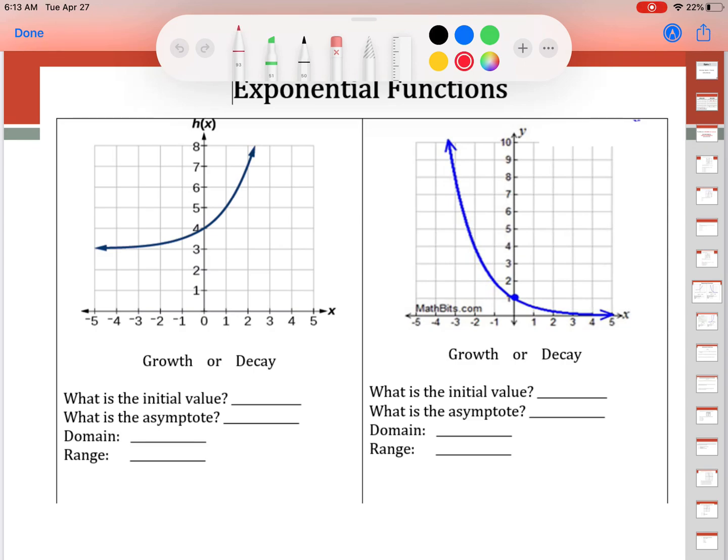So the first thing is that this line is going up. So therefore, this is a growth. This exponential function that's modeled is a growth. The initial value of an exponential function is the number where it touches the y-axis. So in an exponential function, the initial value is the y-intercept, which is 4.